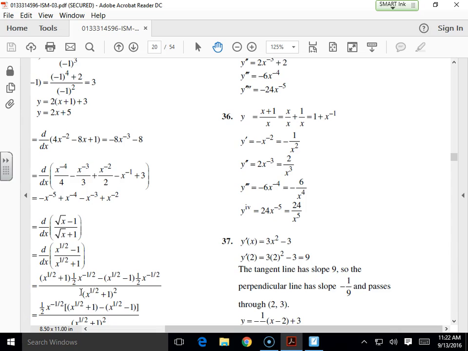What? It says negative 2x cubed? Negative 1 over x squared, 2 over x cubed is the second derivative. Negative 6 over x to the fourth is the third derivative. And 24 over x to the fifth is the fourth derivative. How'd you come by that? Power rule. Kept on bringing down negative powers and then subtracting 1.